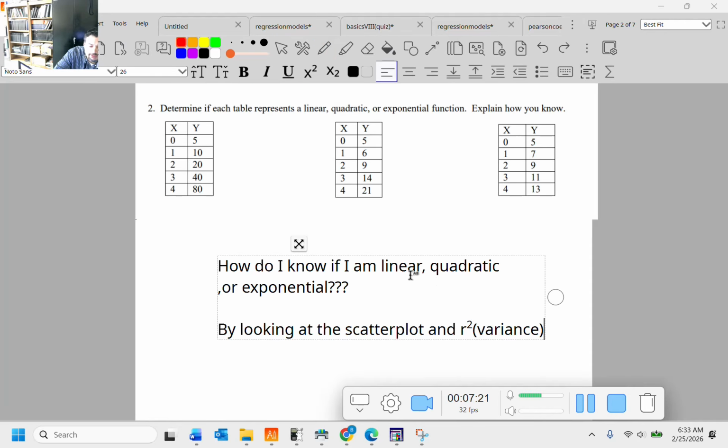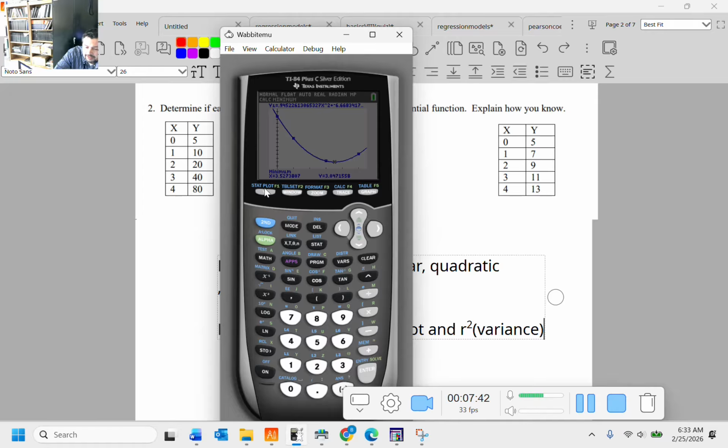All right, so I'm going to do one of these on number 2. It says, determine if each table represents a linear, quadratic, or exponential function. Explain how you know. I know by looking at the scatter plot, because I have a rough idea what graph should look like, and R squared, which is called your variance. So those are the things I'm interested in. So let me do the one in the middle, and it says explain how you know too.